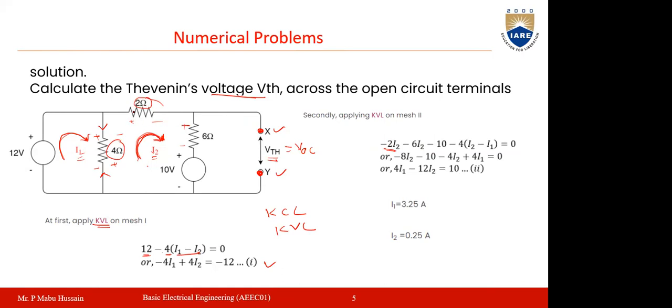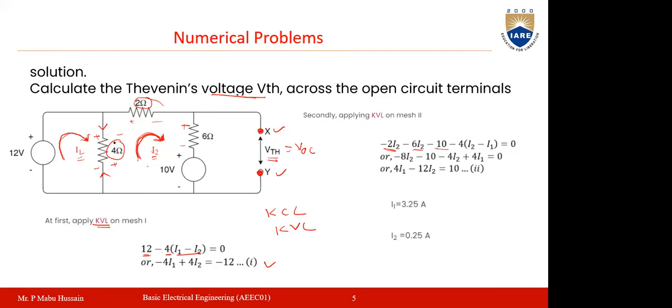So voltage across 2 ohms will be minus I2 into 2 ohms, and voltage across this 6 ohms will be minus 6 into I2. And for the voltage source also it is going from plus to minus only, so you will get minus 10.